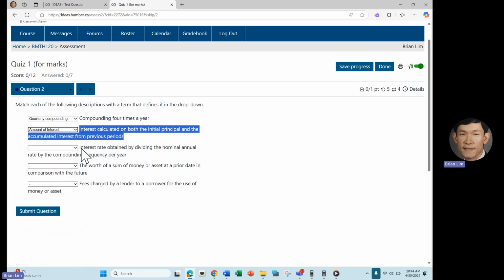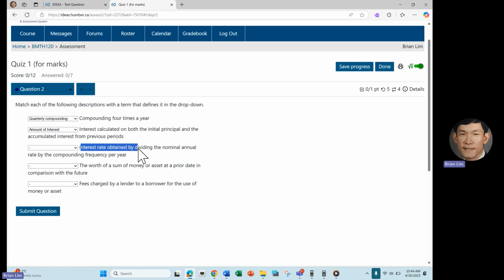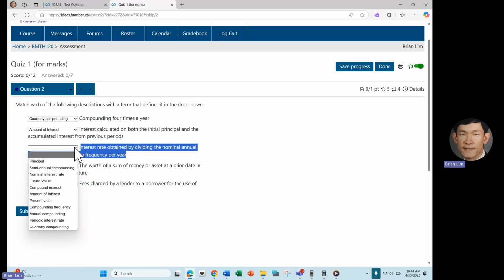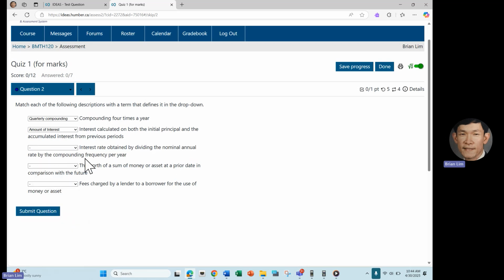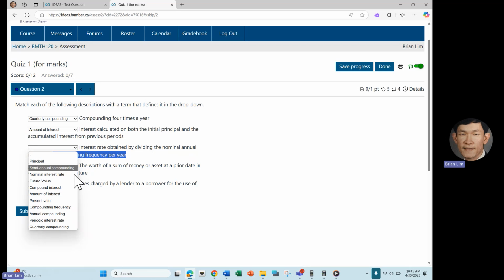Okay, interest rate obtained by dividing the nominal annual rate by the compounding frequency per year. So what would that be? The interest rate obtained by dividing the nominal annual rate by the compounding frequency per year. So that would be what? The compounding frequency, or which one would it be? Quarterly compounding, periodic interest rate? It probably is the periodic interest rate.